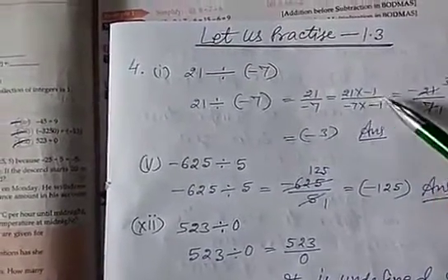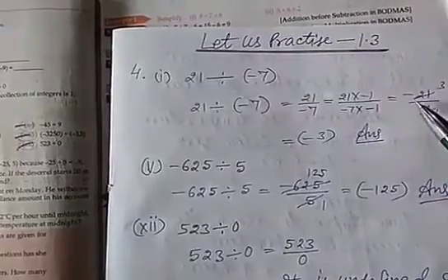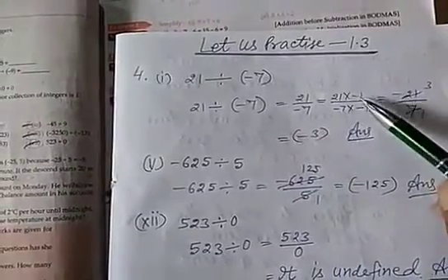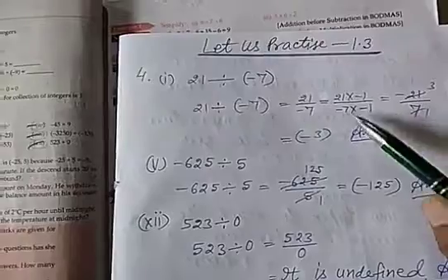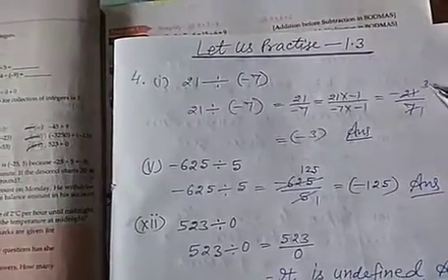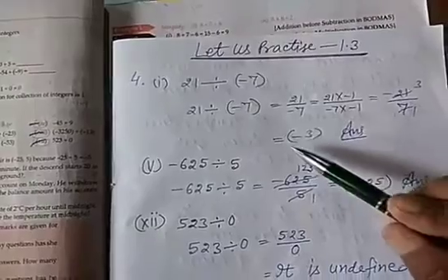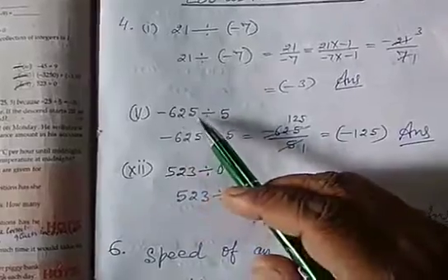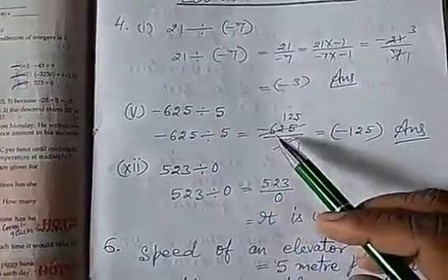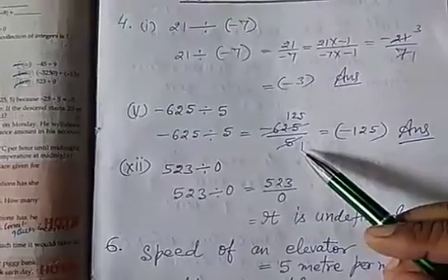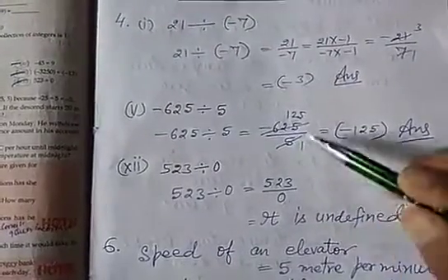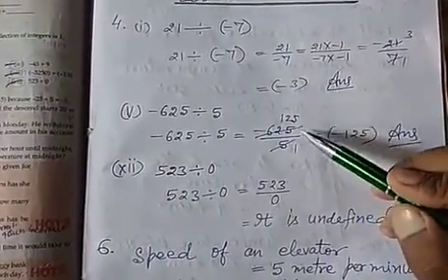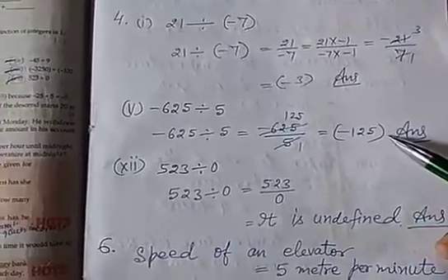21 into minus 1 upon minus 7 into minus 1 is equal to minus 21 by 7. As you know, plus into minus gives minus and minus into minus gives plus. 7 ones are 7 and 7 threes are 21. Therefore, it is equal to minus 3. This is answer. Now, fifth part is minus 625 divided by 5 is equal to minus 625 upon 5. By dividing 5 by 5 on both sides, 5 ones are 5, 5 ones are 5, 5 twos are 10, 5 fives are 25, it is equal to minus 125. This is answer.